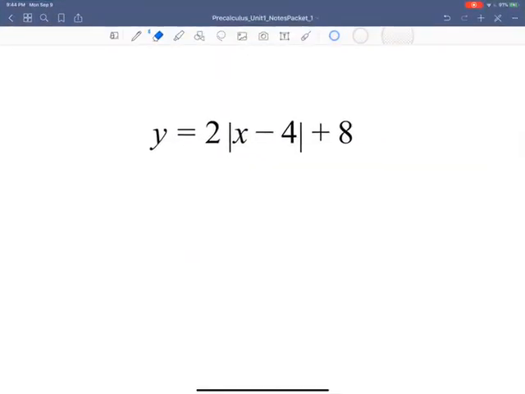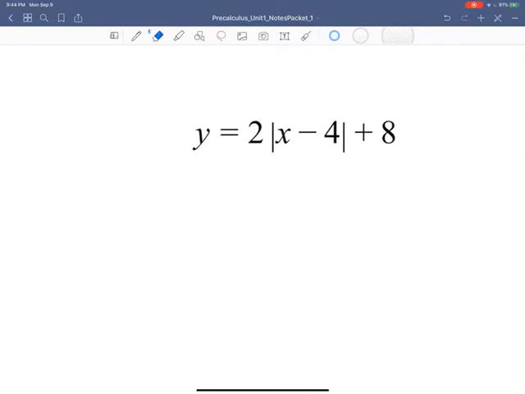Now let's find the domain and range of this absolute value function. Before we do that, let's remind ourselves what the graph of y equals the absolute value of x looks like. So this is simply a V, like this.